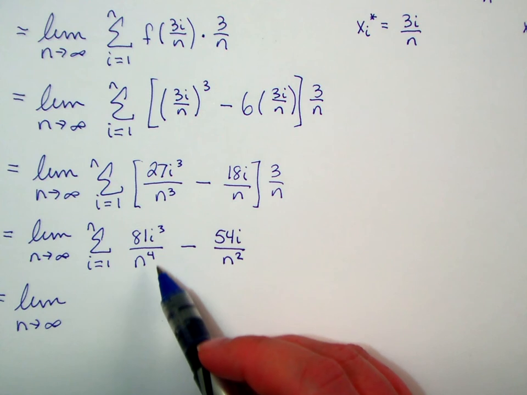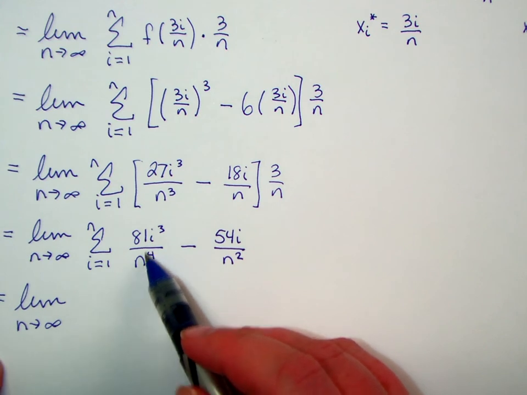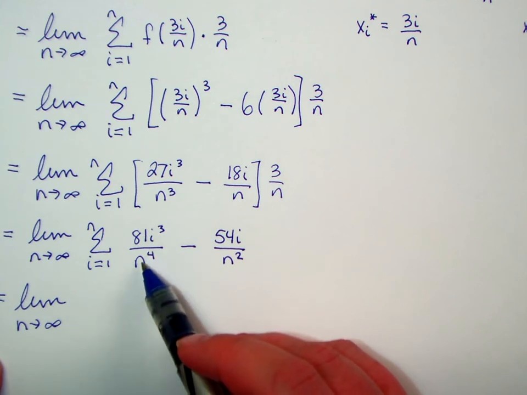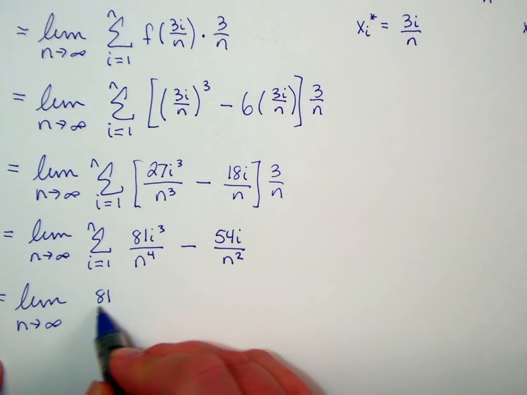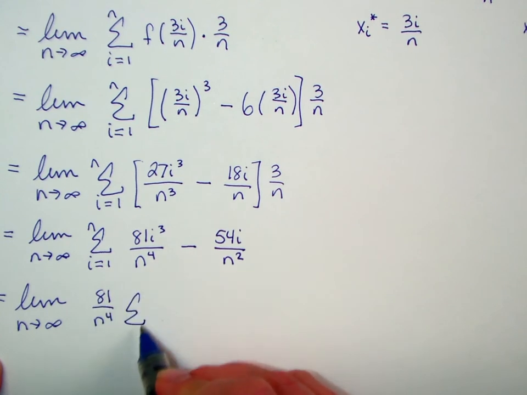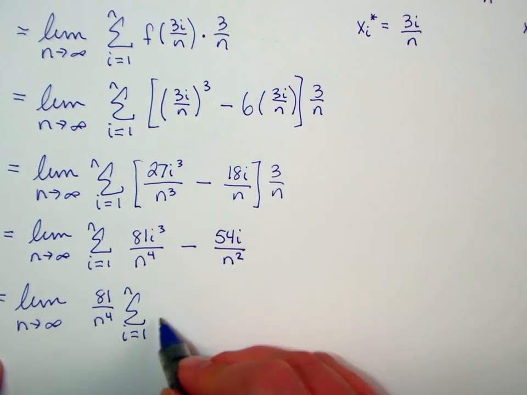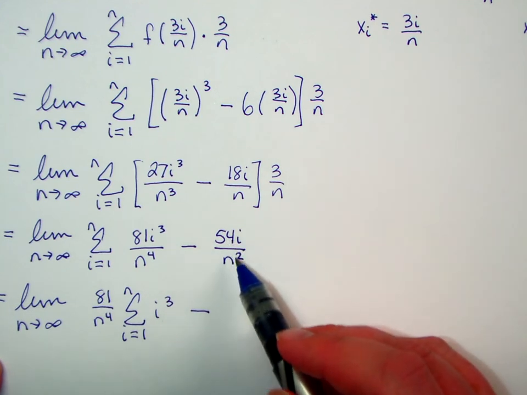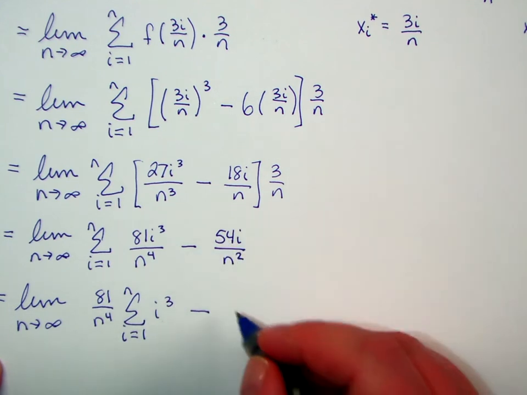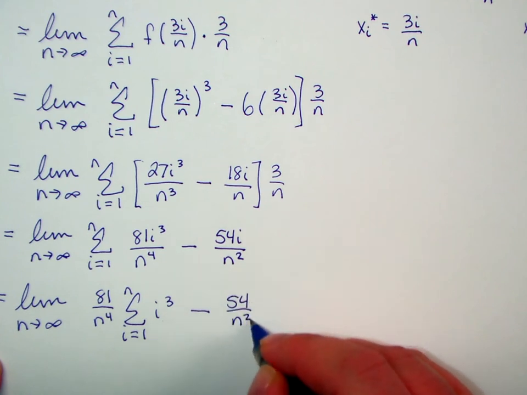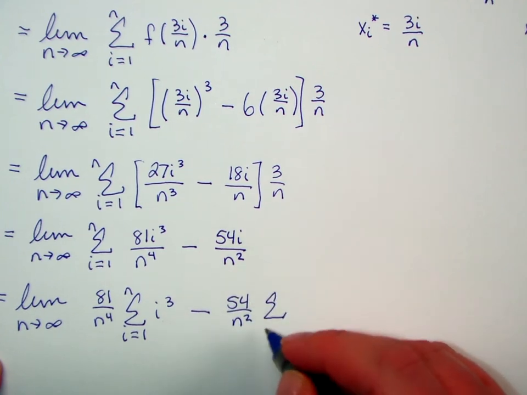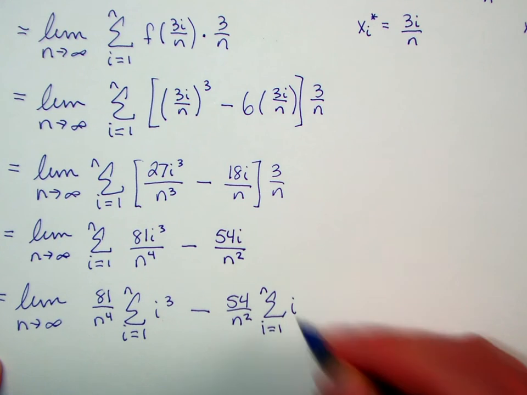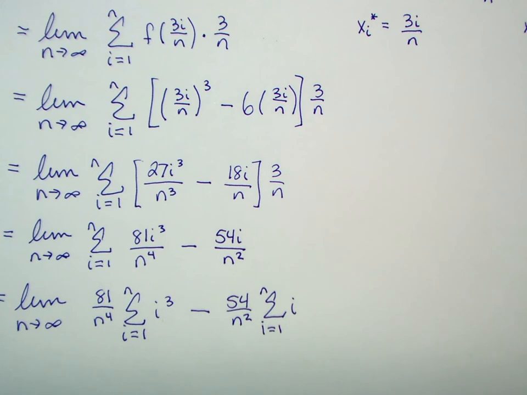So when I look at 81 i cubed over n to the 4th, 81 over n to the 4th is a constant because it doesn't have an i in it, right? So I'm going to do 81 over n to the 4th times the sum of i cubed minus. Now in the next term, I'm going to sum the i only, and 54 over n squared is going to be the constant because it's not going to change with each term. Right? So I get 81 over n to the 4th times the sum of i cubed minus 54 over n squared times the sum of i.